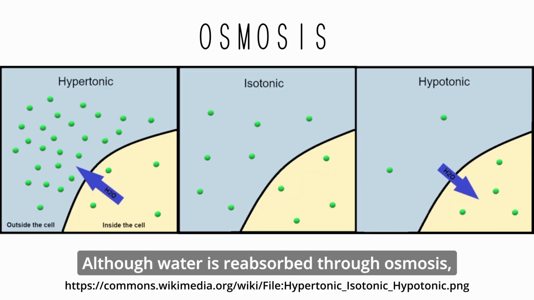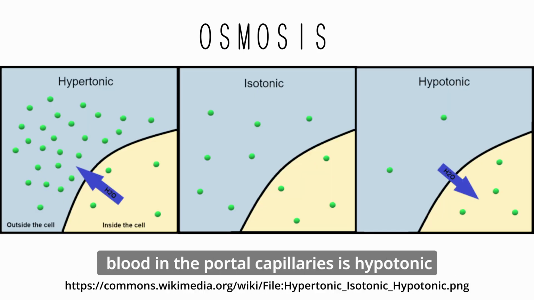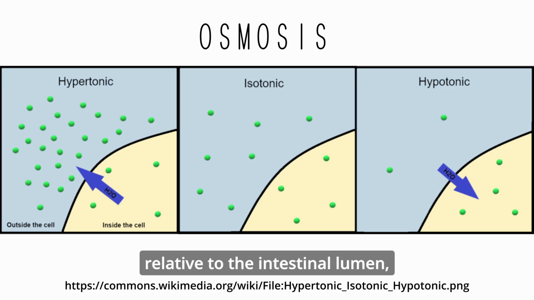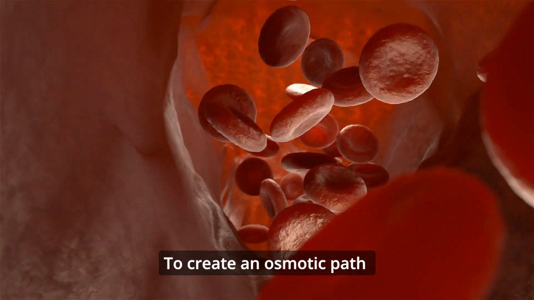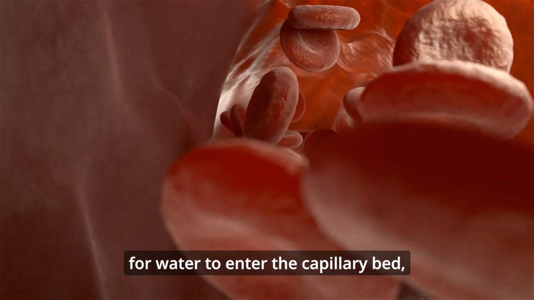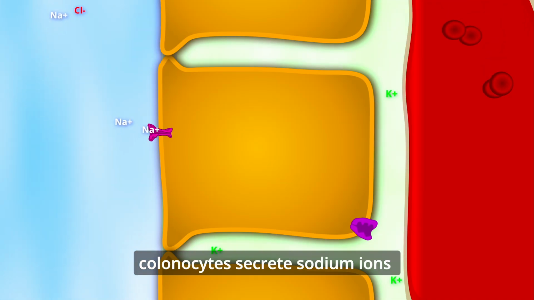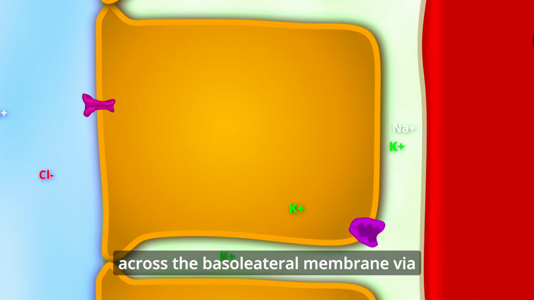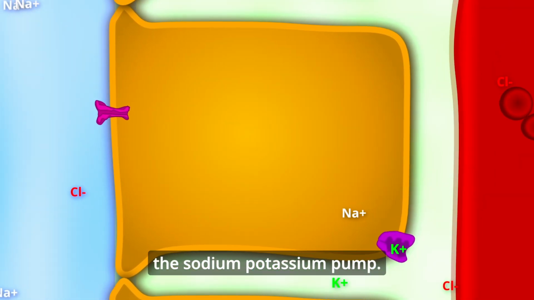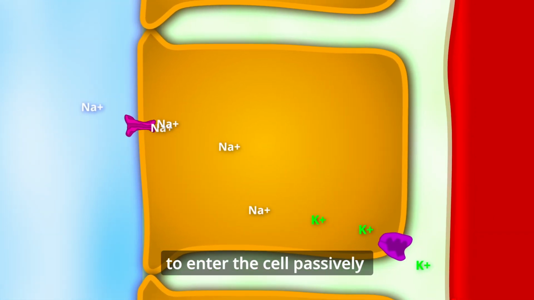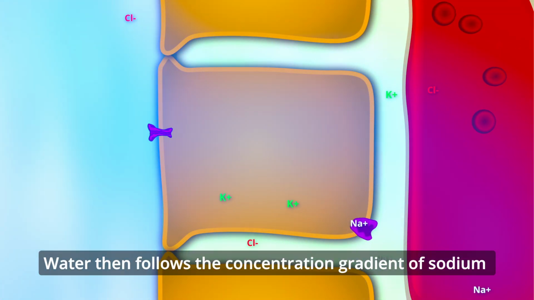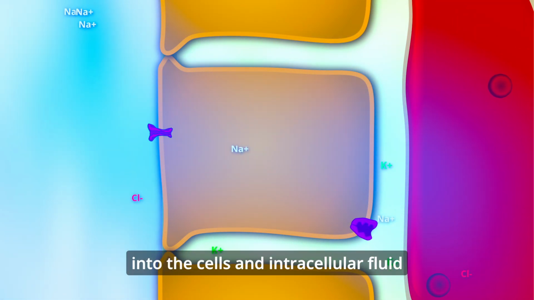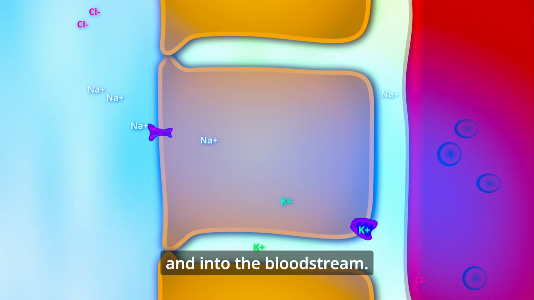Although water is reabsorbed through osmosis, blood in the portal capillaries is hypotonic relative to the intestinal lumen, requiring movement against its osmotic gradient. To create an osmotic path for water to enter the capillary bed, colonocytes secrete sodium ions across the basolateral membrane via the sodium-potassium pump. This causes sodium from the lumen to enter the cell passively through the epithelial sodium channel. Water then follows the concentration gradient of sodium into the cells and intercellular fluid and into the bloodstream.